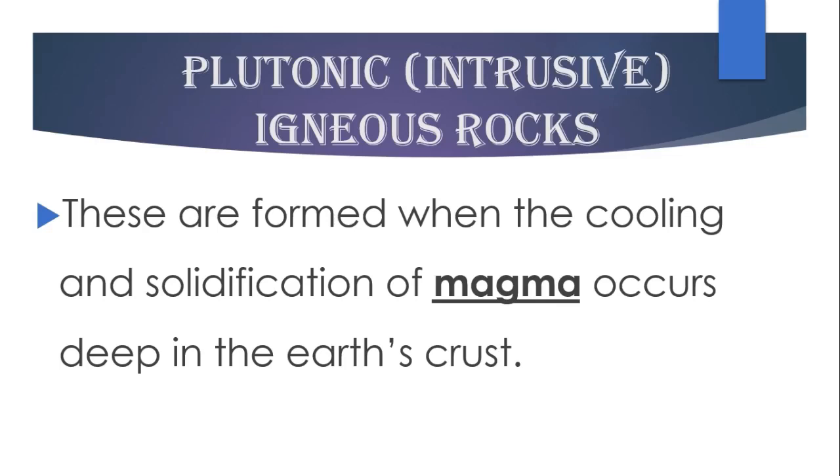Now when it solidifies or hardens, it forms a plutonic intrusive igneous rock. It means it's formed inside the earth's crust. Intrusive. Now this type of rock is known as plutonic or intrusive igneous rock. Now the other type, how do you think it will be formed?